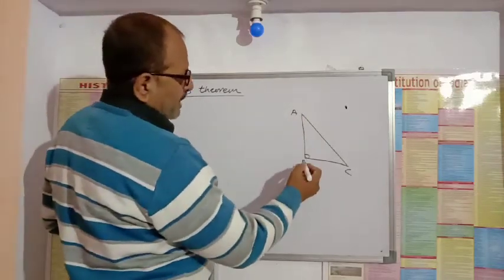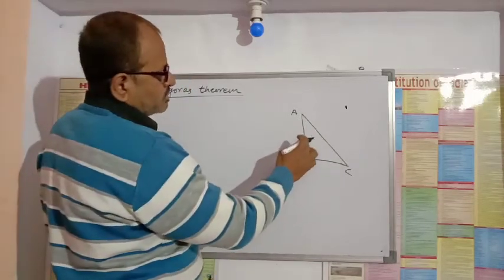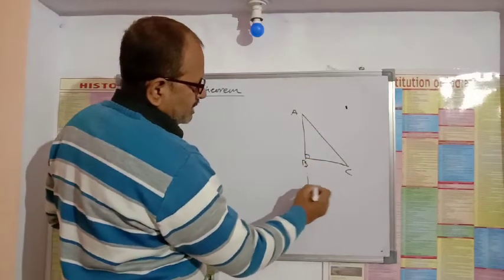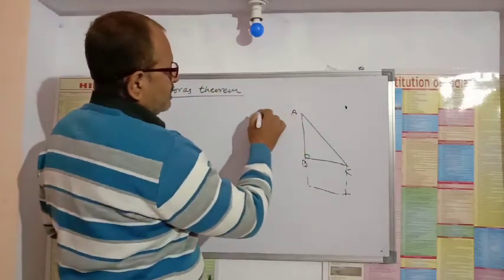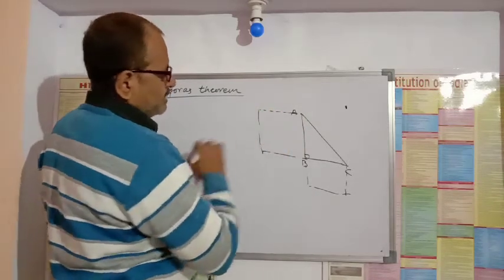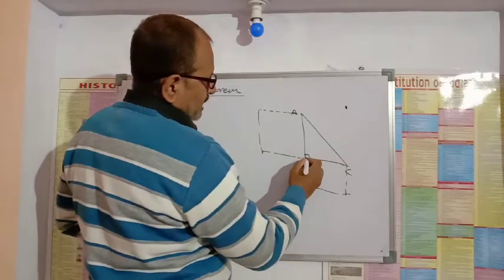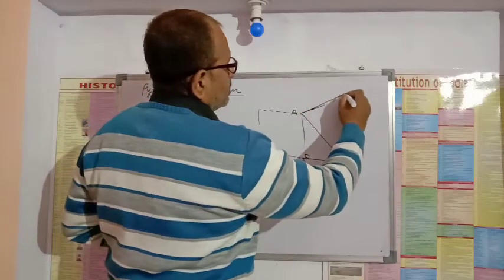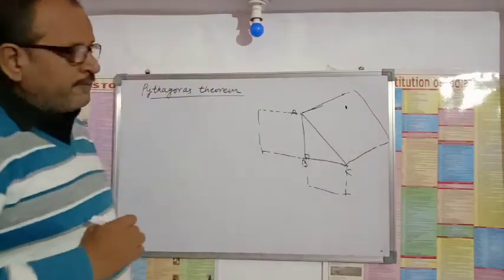If we make squares on all these three sides, on the side BC, we can make the square like this. On the side AB, we will make the square like this. Side AC is the hypotenuse. The side opposite the 90-degree angle is called the hypotenuse. This is the third square.